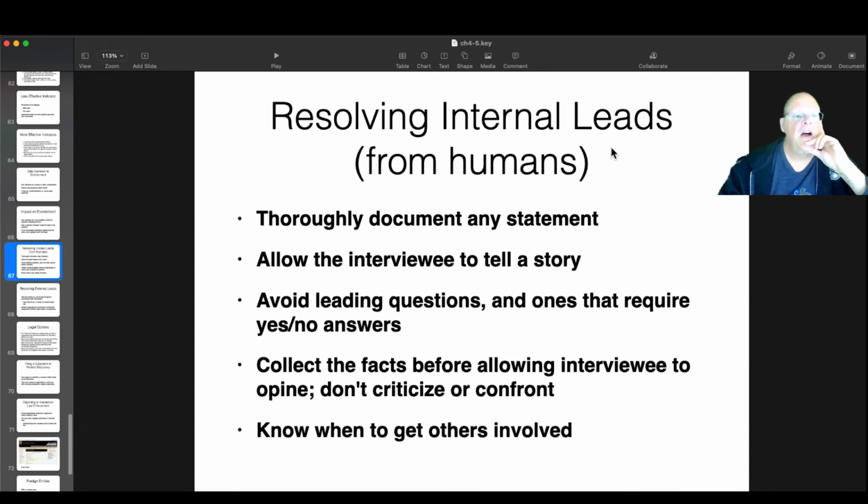So from humans, document the statement, make sure you write down what they say. An important thing is humans are confused and humans lie, so you really need a record of what they did.